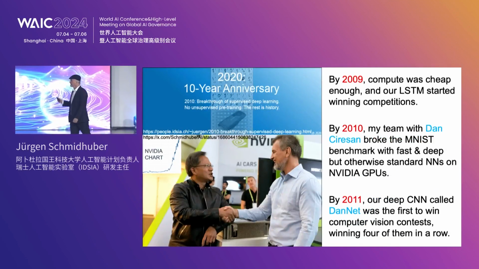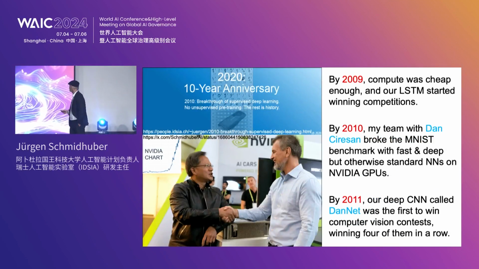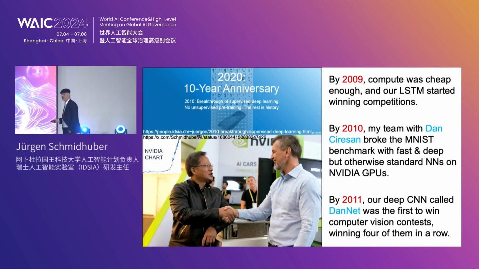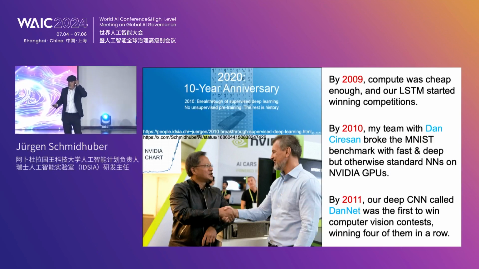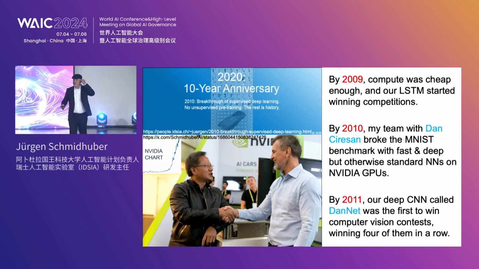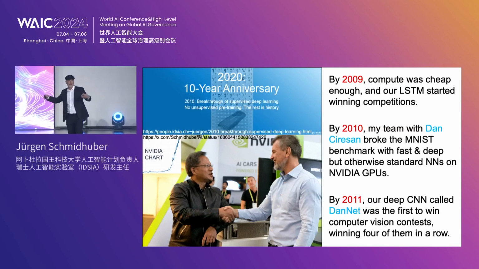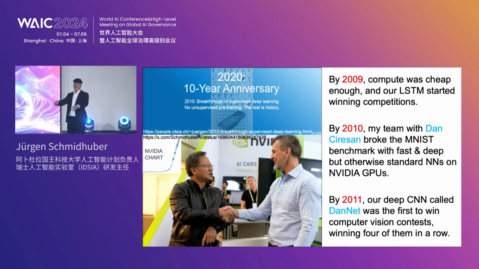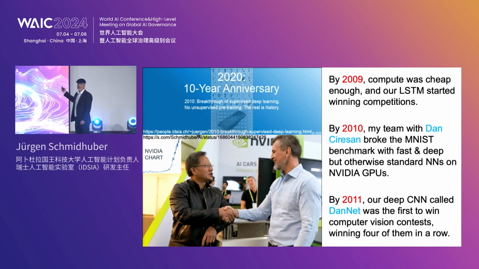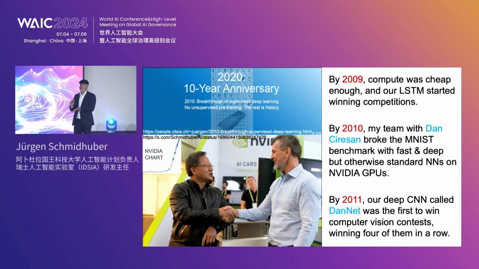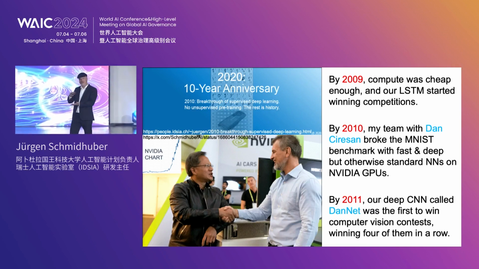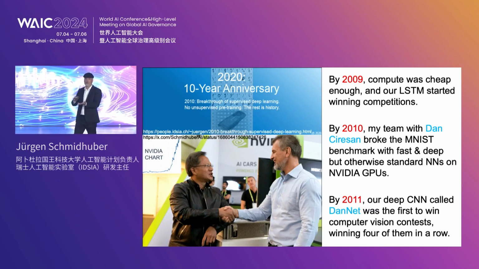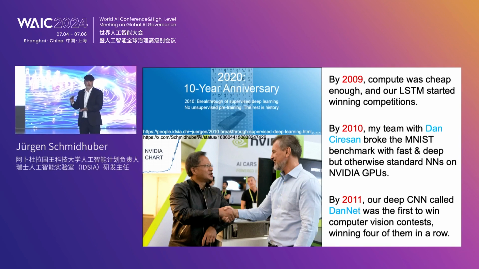So by 2009, compute was cheap enough, and we could start winning competitions through the efforts of my PhD student, Alex Graves. 2009, for the first time, computers were fast enough that the old methods from the previous millennium could outperform all the other techniques. And then in 2010, I had this brilliant postdoc from Romania, and he was able to make convolutional networks really fast on NVIDIA GPUs.